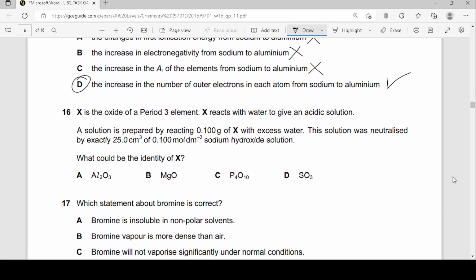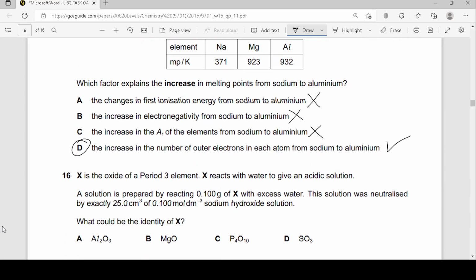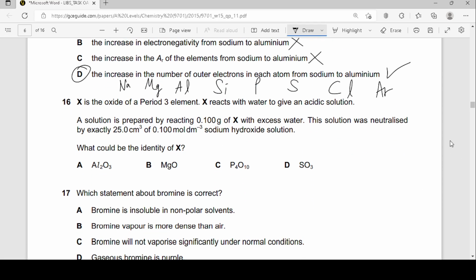Next question. X is the oxide of a period 3 element. Again, I like to write down what the period 3 elements are. For questions like this, I just like to write things down. So sodium, magnesium, aluminium, silicon, phosphorus, sulfur, chlorine, argon. Alright, so it's the oxide of a period 3 element, and X reacts with water to give an acidic solution.